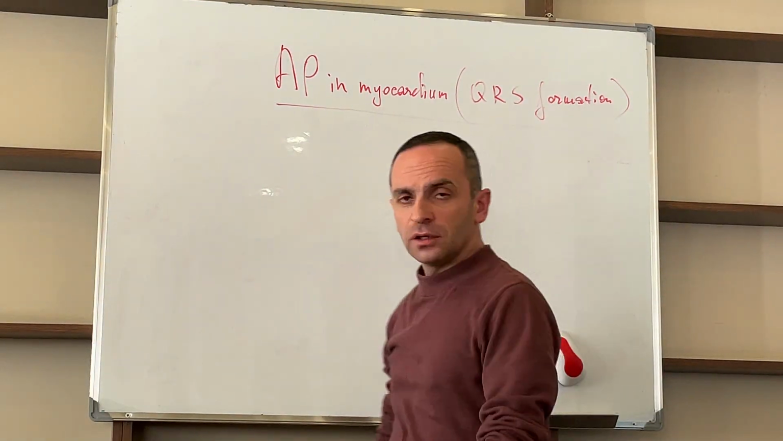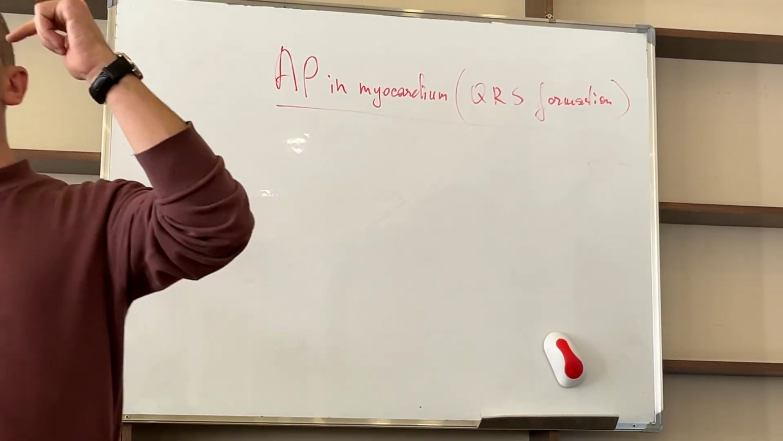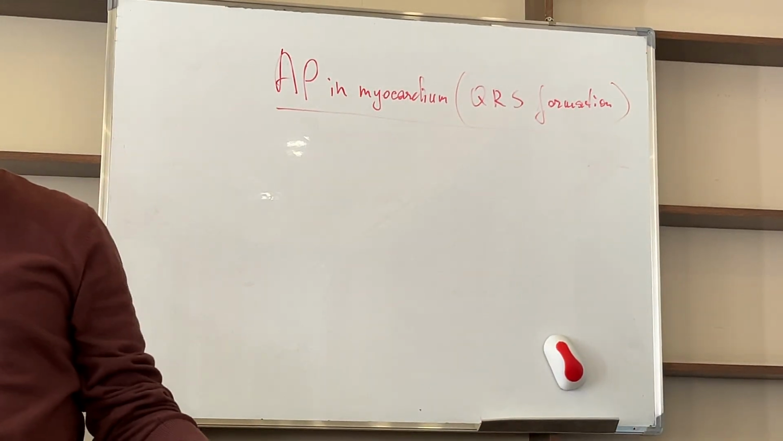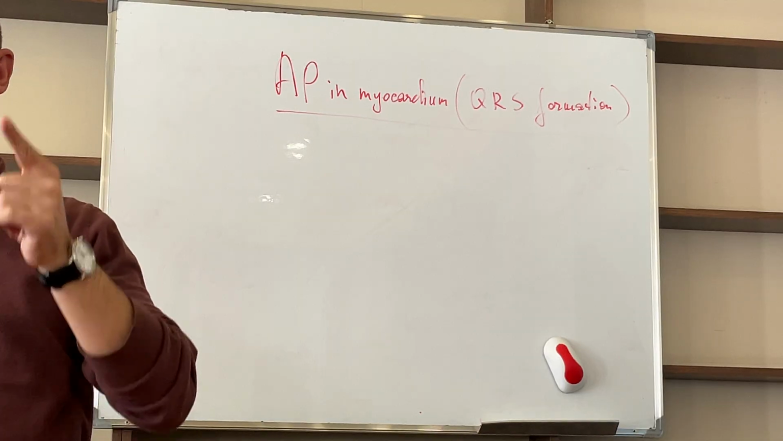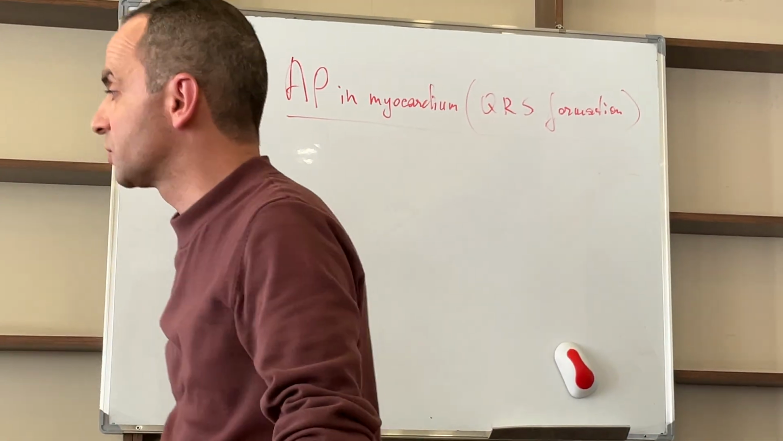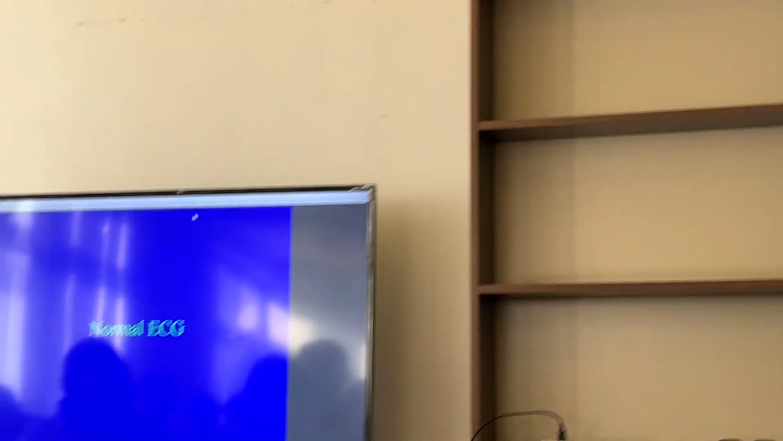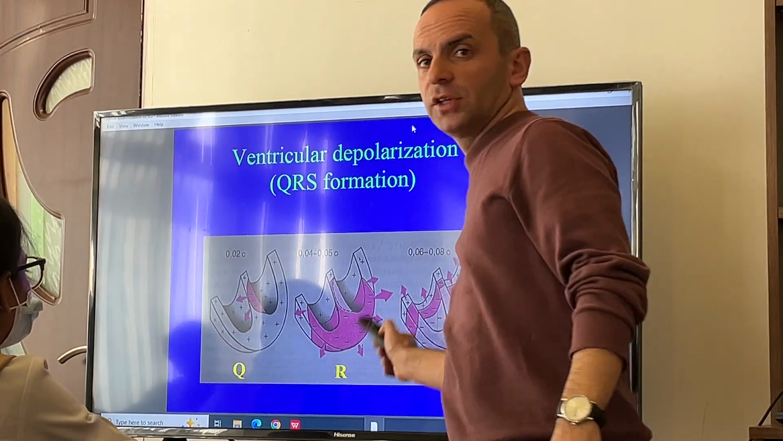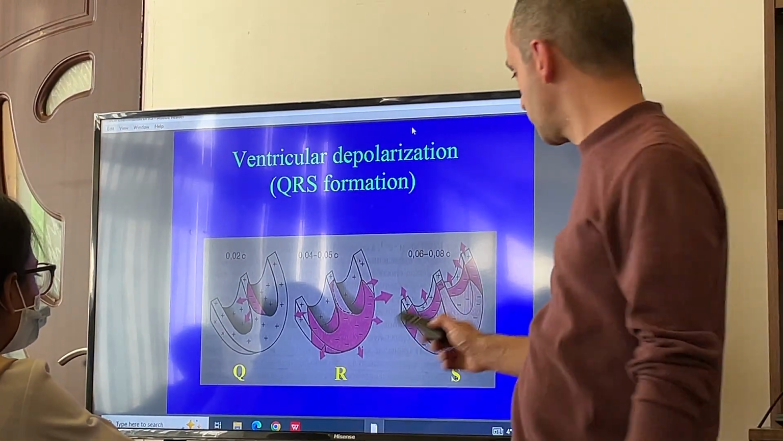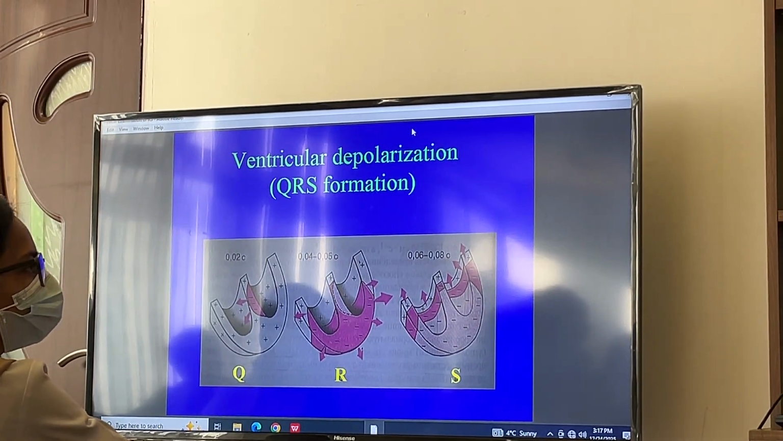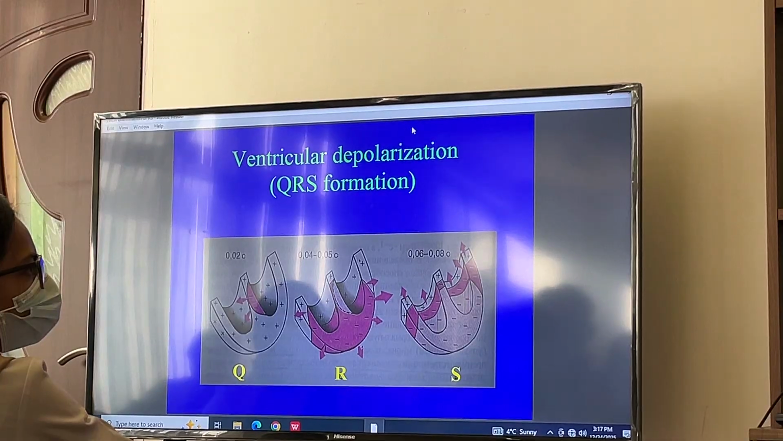Now we should use not only those three principles, from subendocardium to subepicardium, and so on. Also, we should remember the sequence. At first we have the depolarization of the interventricular septum. Then the depolarization of all other parts, apical, lateral, besides basal parts. S stands for the depolarization of basal parts. So first, the depolarization of the interventricular septum.